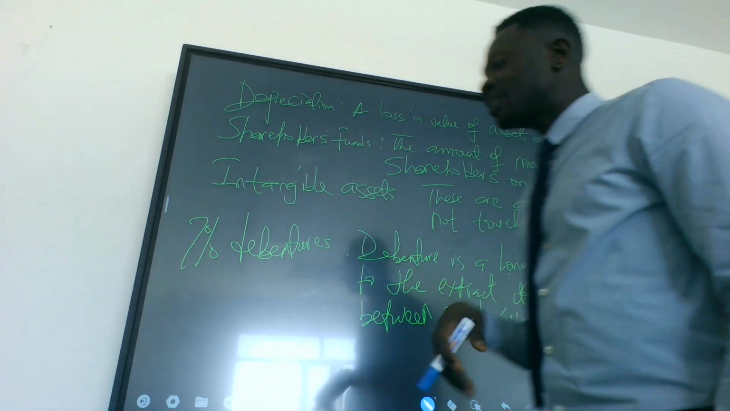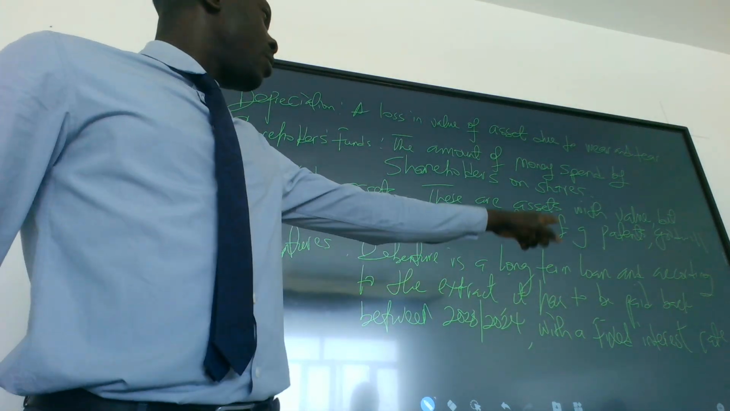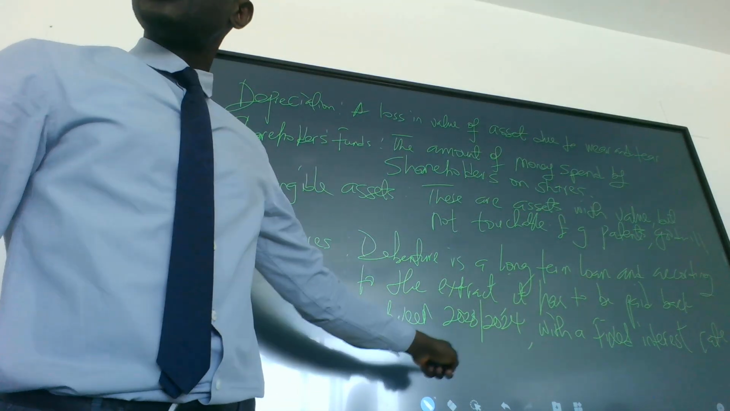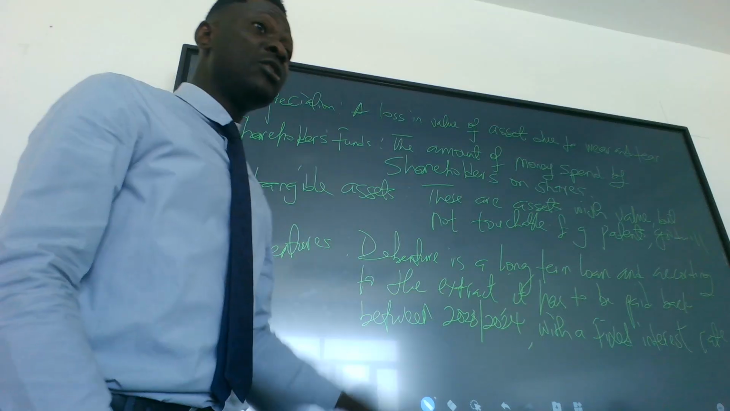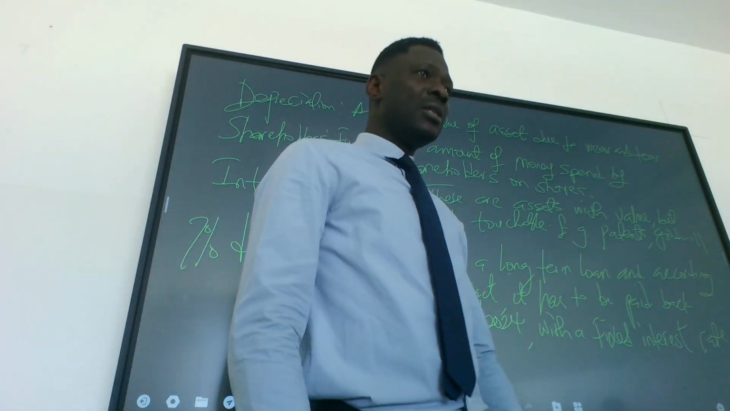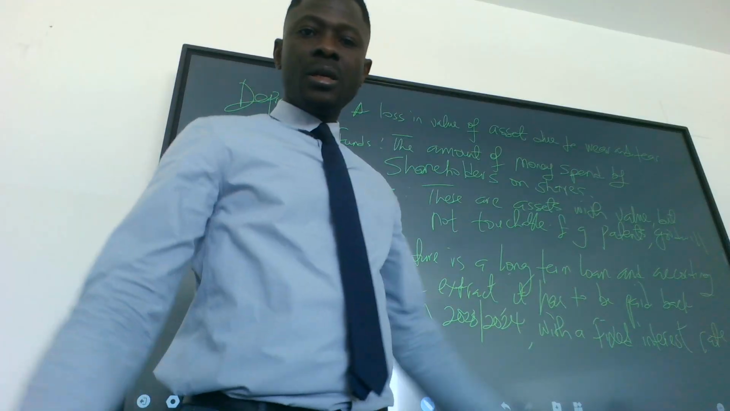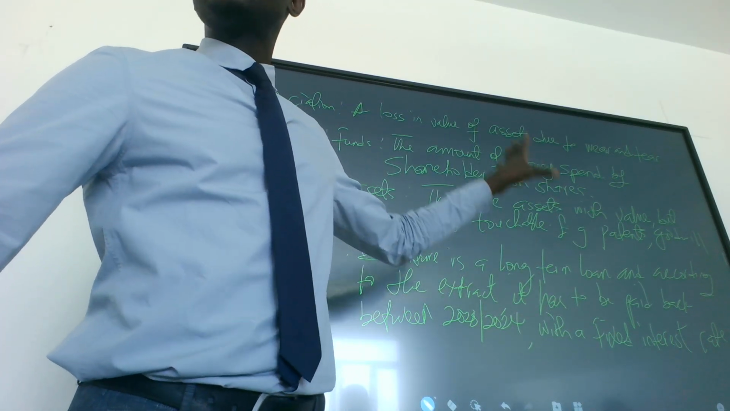So debenture, 7% debentures, means a long-term loan. According to the extract, it has to be paid back between 2023 and 2024 with a fixed interest. They said you should explain. Any question, guys? So that's how we interpret financial statements.